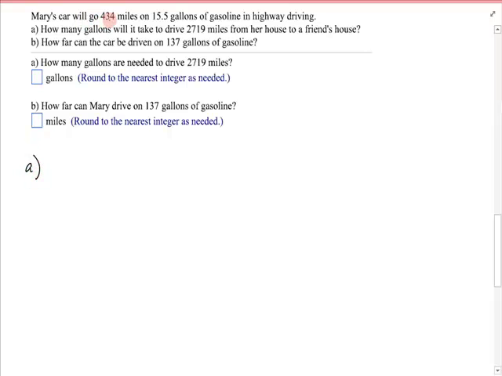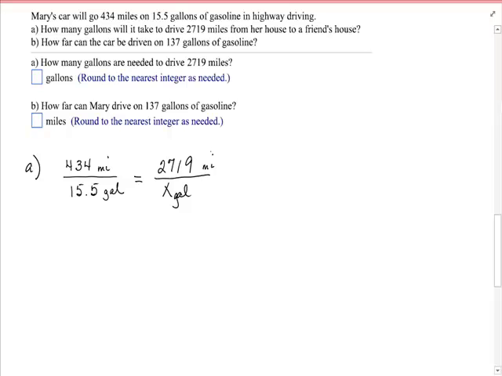Mary's car will go 343 miles on 15.5 gallons of gas in highway driving. That's a comparison. 434 miles, 15.5 gallons. Part A. How many gallons will it take to drive 2,719 miles from her house to a friend's house? Okay. How many gallons? That's on bottom. To drive 2,719 miles. Her friend lives a far way away.